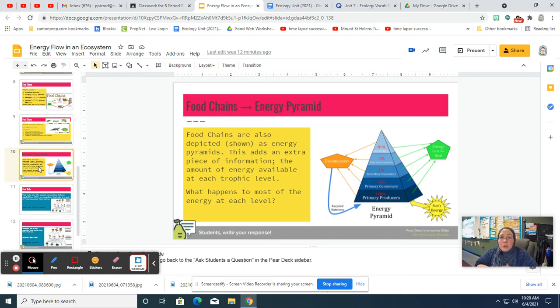So as we move up through our energy pyramid, we can see that there's less and less of that original available energy. There's less and less of it available because most of it has left each of the organisms in the form of heat and in the form of energy carrying out those life functions of the organisms of each level.